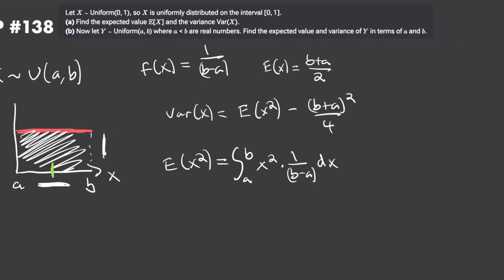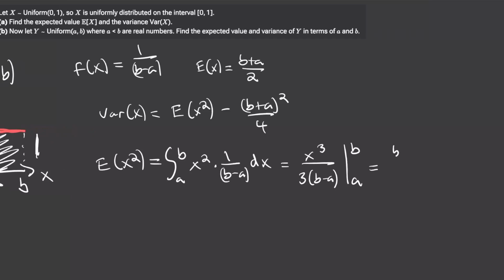And this is just going to be equal to x cubed over 3 times (b minus a) evaluated from a to b, which is just going to be equal to (b cubed minus a cubed) over 3 times (b minus a). Now let's just do some algebra to simplify this. First of all, you can kind of guess that b minus a will be factored out of this term, right? And when we do some polynomial long division, let's do that.